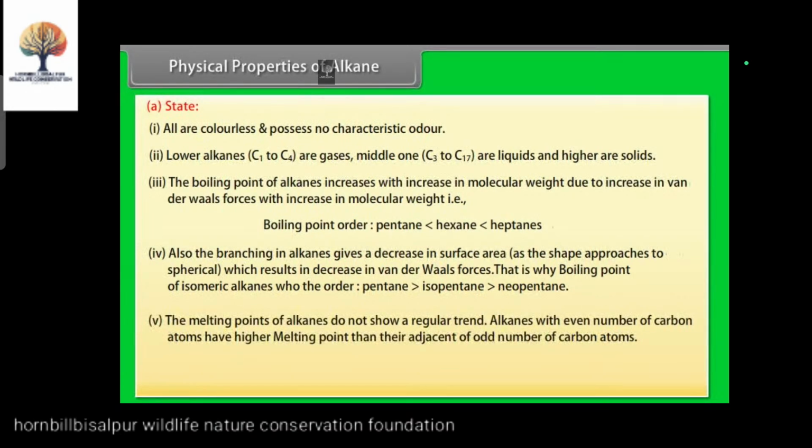Number 5. The melting points of alkanes do not show a regular trend. Alkanes with an even number of carbon atoms have a higher melting point than their adjacent alkanes with an odd number of carbon atoms. Melting point order: propane is less than ethane is greater than methane.